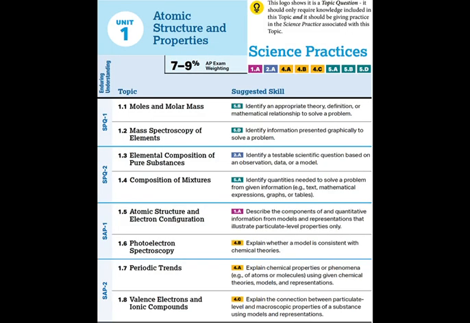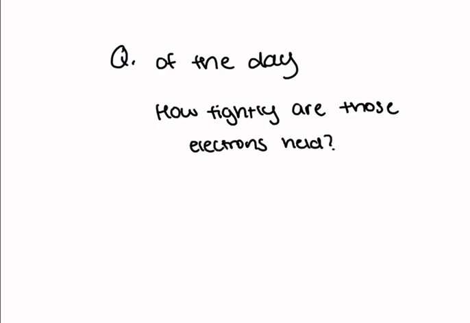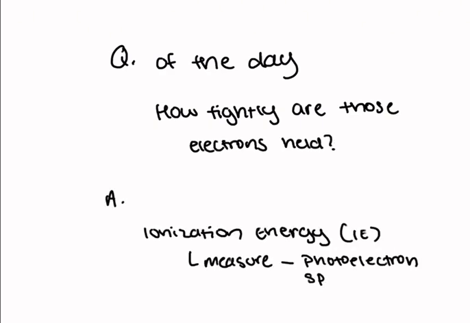How tightly an atom holds its electrons tells its secrets, and we can measure them. We've seen how electrons have homes and move in shells, but now ask, how tightly are these electrons held? The answer is ionization energy, and scientists can actually measure it using photoelectron spectroscopy, or PES.